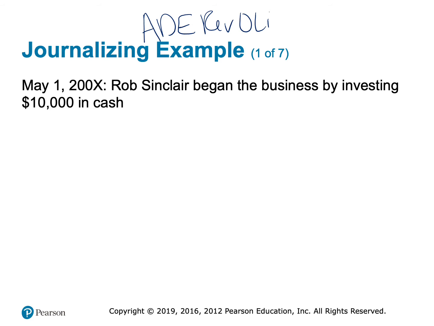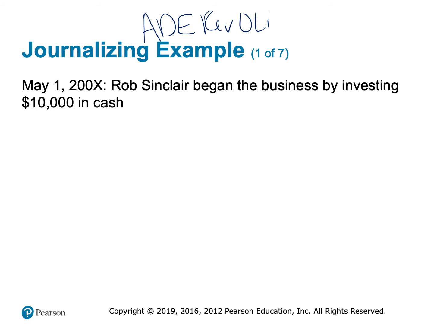So in this example, the business received $10,000 in cash. So that means we need to increase the asset. So we would debit the cash account. So if we're debiting cash, then by default, capital has to be credited.